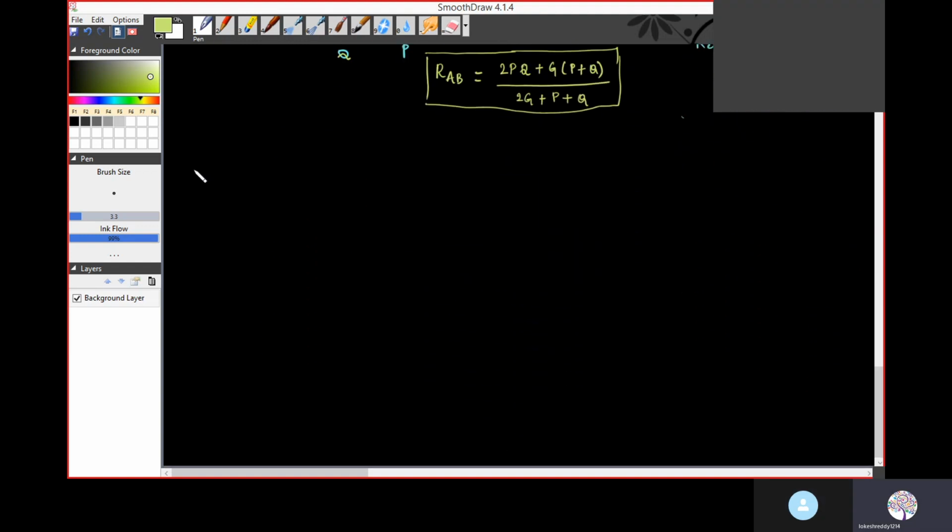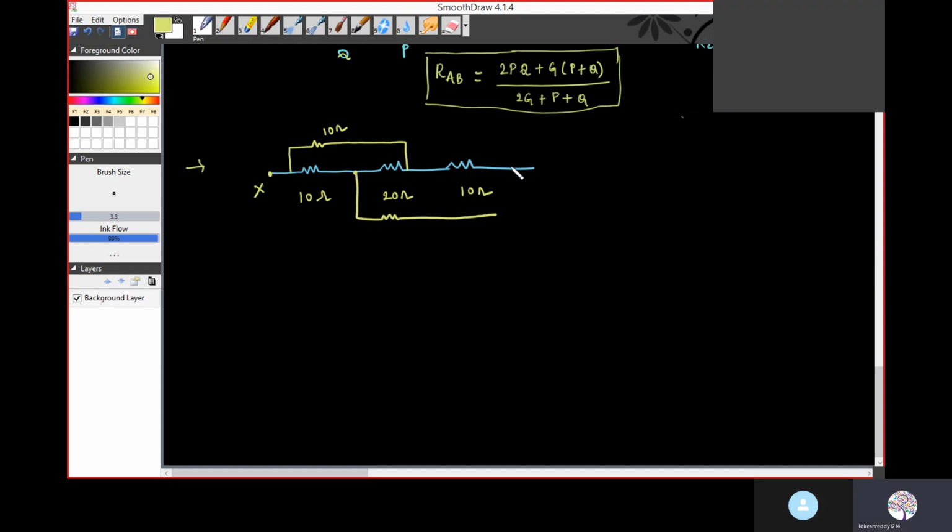Right. Let us solve one problem. If a problem is given like this, say this is 10 ohm, 10 ohm, 20 ohm, and 10 ohm, and this is X. From here to here it is 10 ohm. From here to this point is Y.